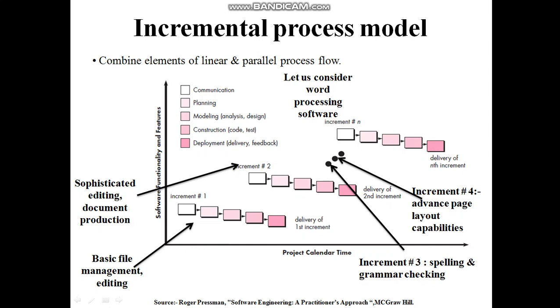So let us consider we have word processing software. The incremental process model has increment stages: increment 1, increment 2, increment 3, increment 4, up to increment n. If we consider the word processing software, then in the increment 1 stage it contains this type of operation like basic file management, editing. Then in the increment 2 stage, sophisticated editing and document production are contained. In increment 3 it contains spelling and grammar checking. In the increment 4 stage, advanced page layout capability is contained.